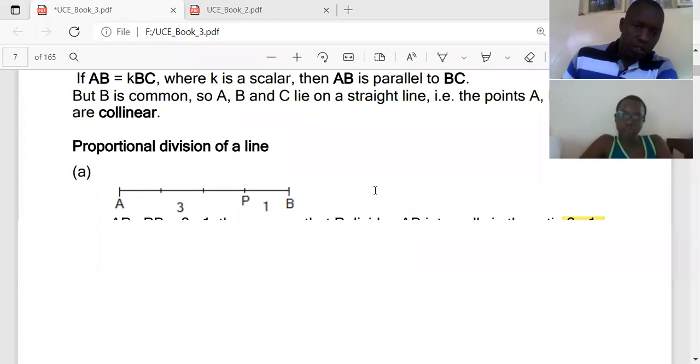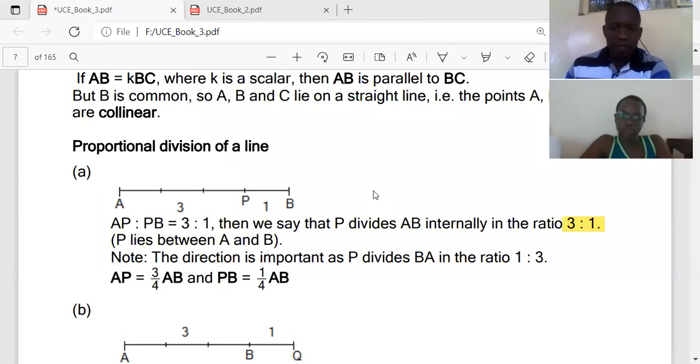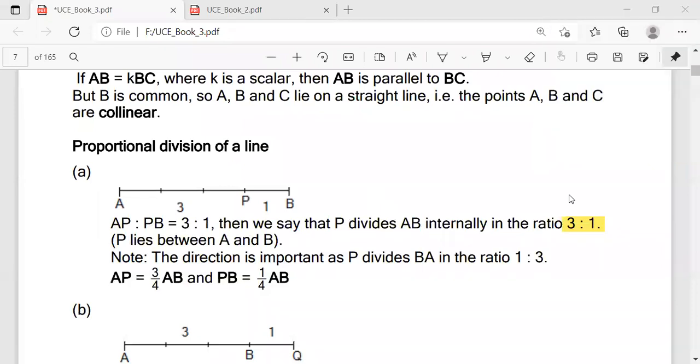So let us see exactly more about these vectors. All right. So proportion of a line, as I've been talking about, is division of a line. We try to divide the line in different proportions, and then we call these proportions ratios, such that if these points are on a straight line, they form vectors.